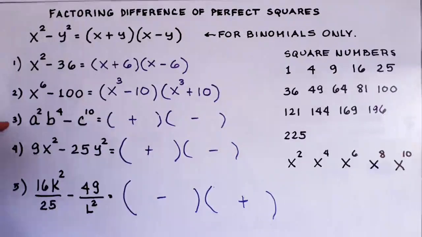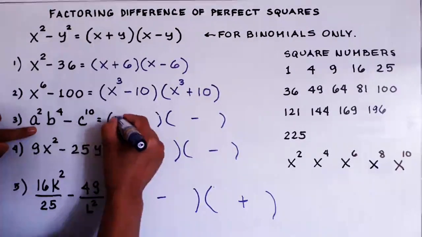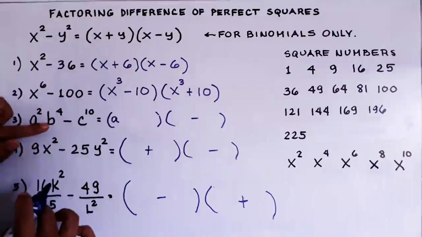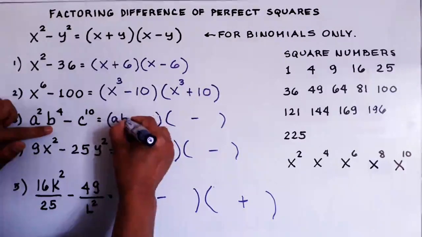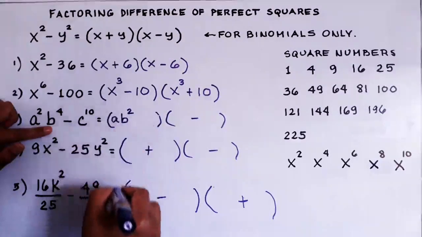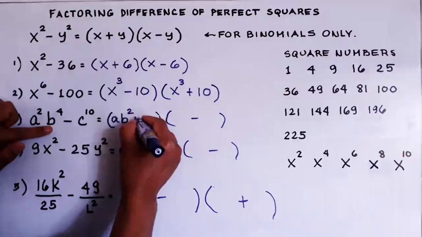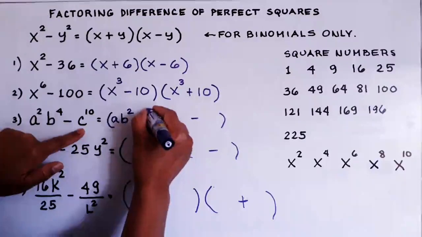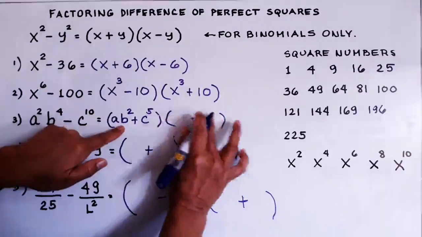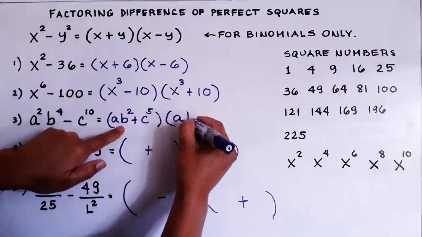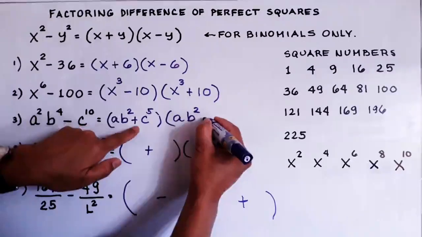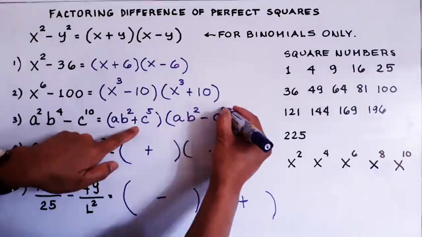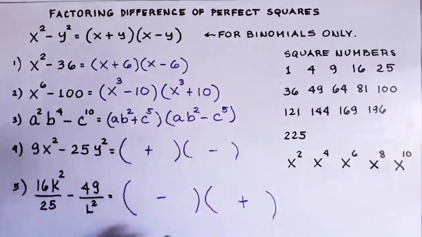Okay, number 3. It's a squared b to the 4th minus c to the 10th. So let's have the first variable, a squared. It will be a here. And the b to the 4th will become b squared, because half of 4 is 2. And then because that's minus, this one is plus. And then c to the 10th: 10 divided by 2 is 5, so we have c to the 5th here. Then we'll just copy. We have a b squared. This is plus, so this should be minus c to the 5th here. Okay, that is our answer.